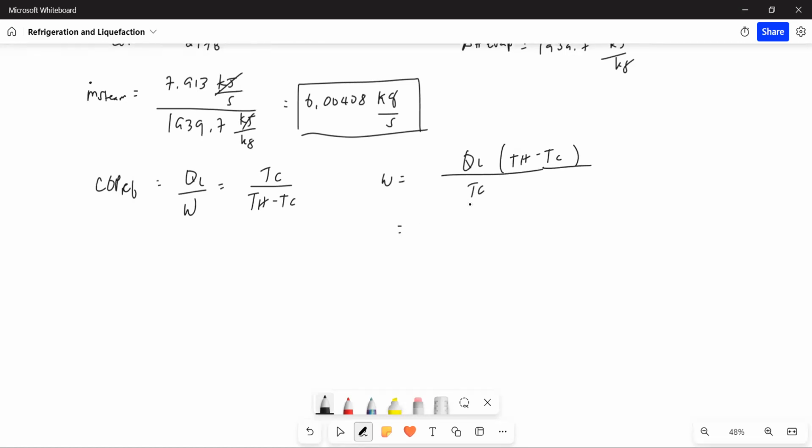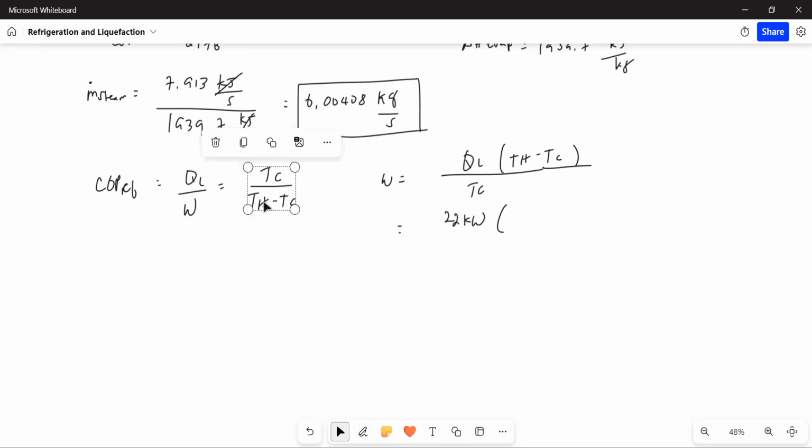QL is 22 kilowatts. TH is, so the value is TS. Okay, so for TS, not TH, that is 200. So please take note of that. How can I erase this? Hold on, I will erase the TH.